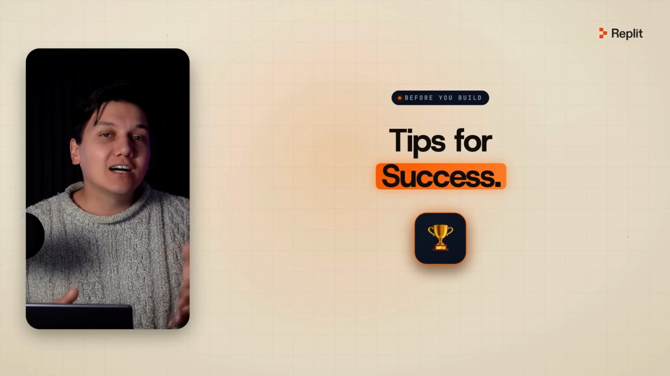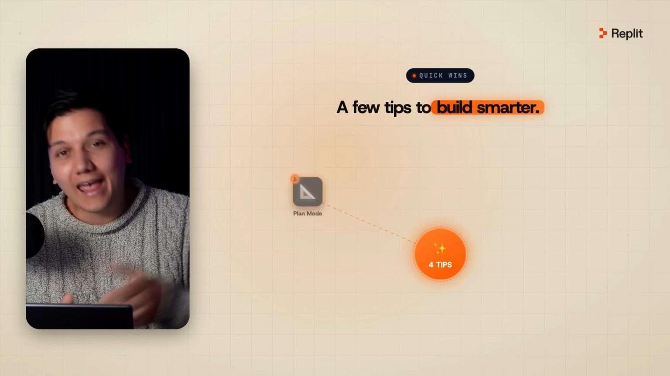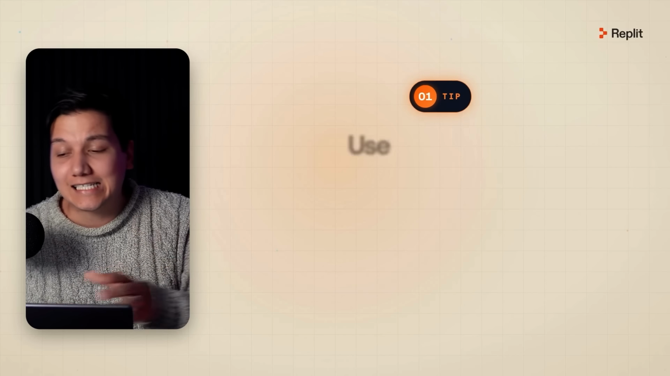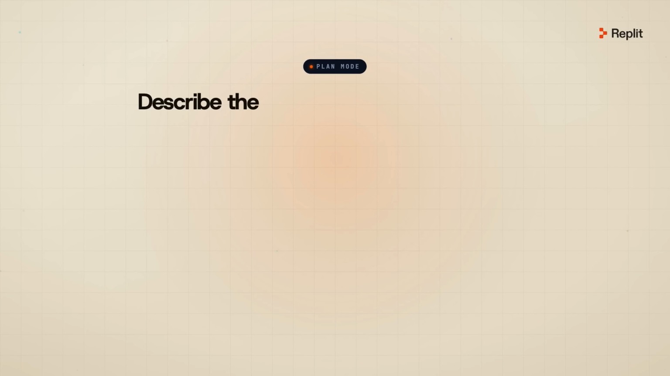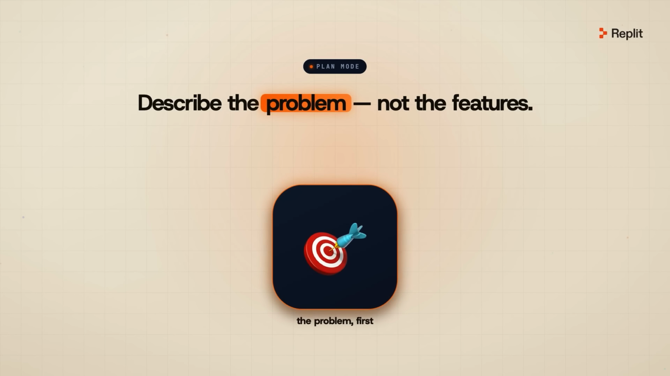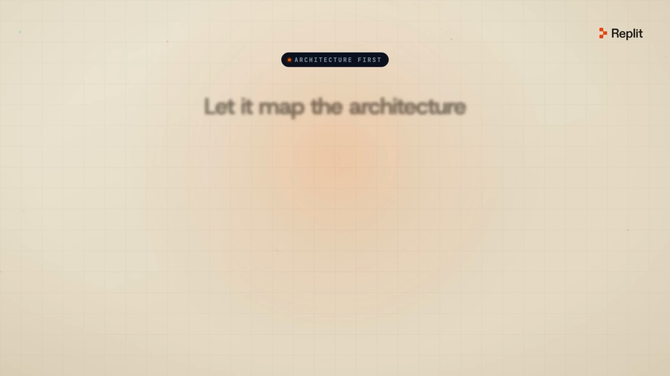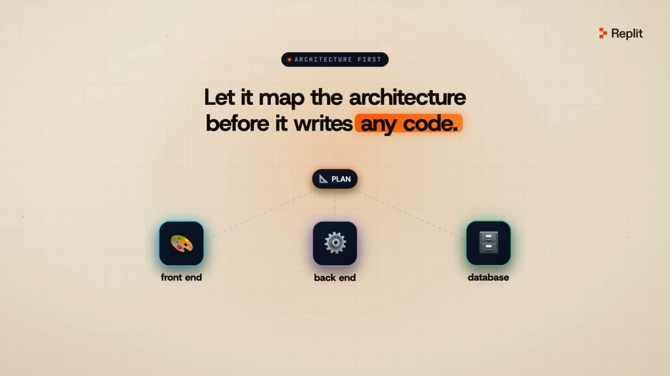Now, before you go, let me show you some tips that will help you in building right now. So the first thing is plan mode. Every single time I went straight to building, I just wasted my credits and I got such bad results. Always describe the problem first, not the features, the problem. Let plan mode actually think through the architecture before the agent starts writing any of the code.